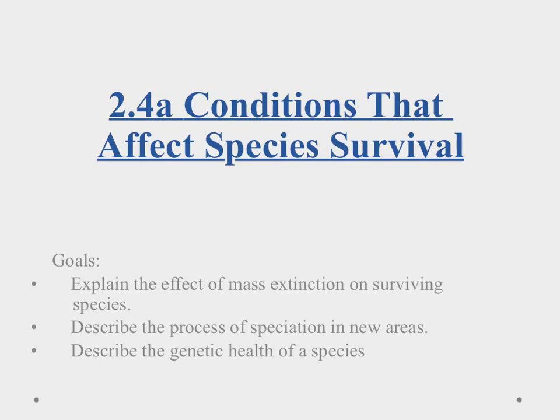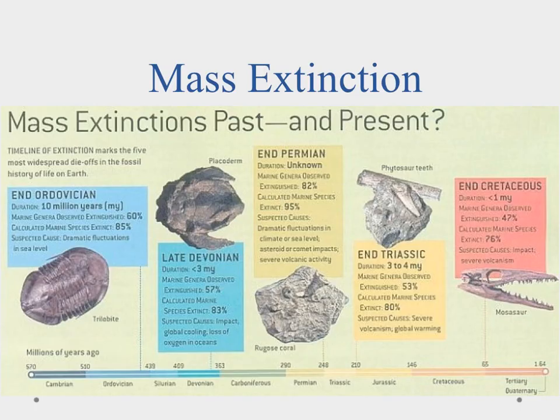In this video, we'll talk a little bit about mass extinctions. We'll also talk about the process of speciation in new areas, and then we'll end up with a short discussion on genetic health of a species. So as we've been talking about, speciation occurs when there is a shift in the environment primarily. So when something happens to the environment, then we get new pressures, and those new pressures are going to choose different traits, and that's what's going to cause this speciation to occur.